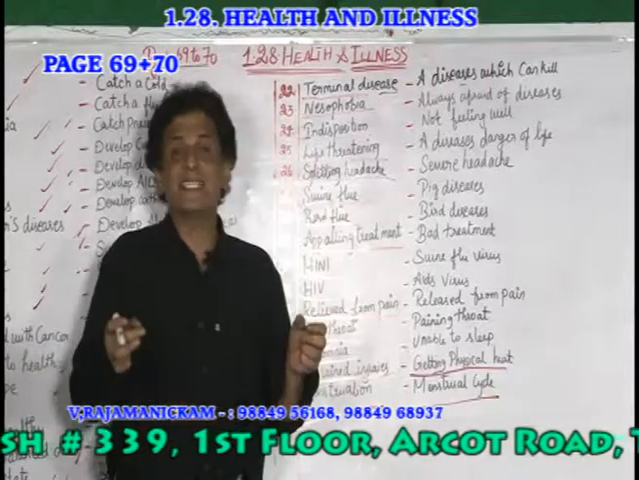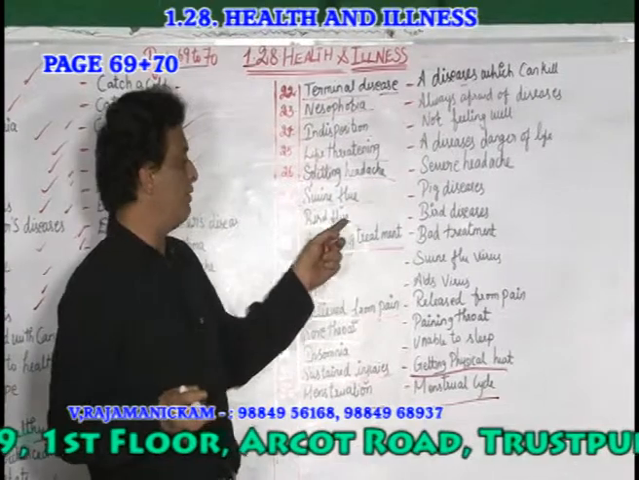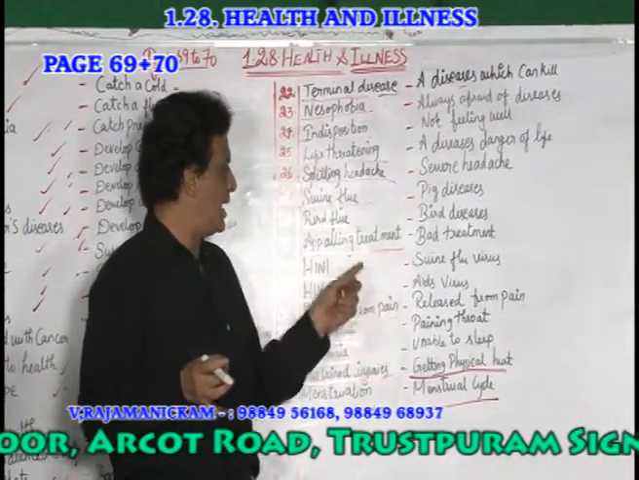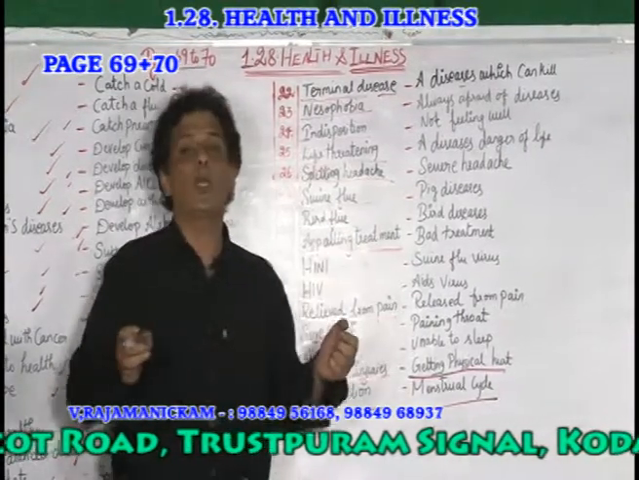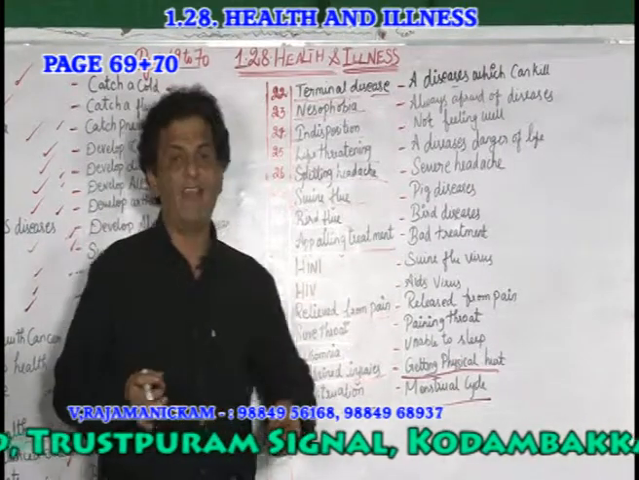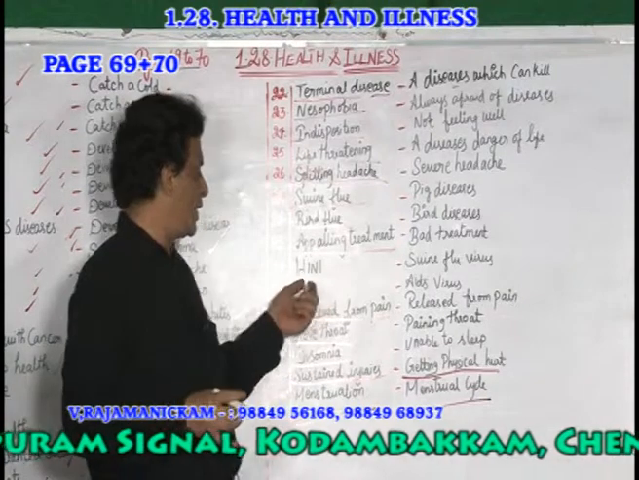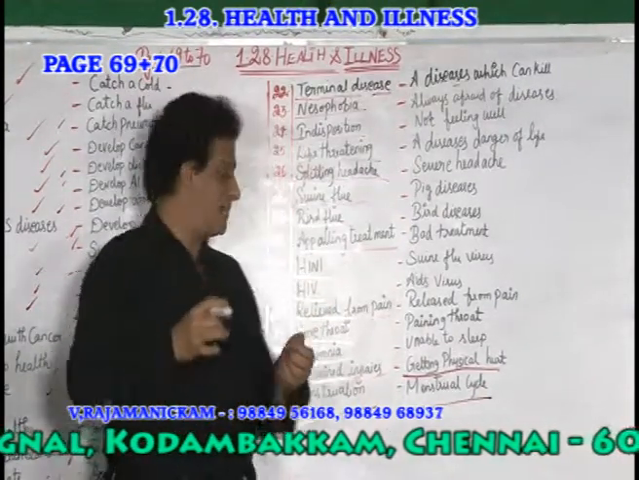Swine flu. It is the pig disease. Disease spread by pigs. Bird flu. The disease spread by birds. What do you mean by appalling treatment? Very bad treatment. Appalling means very bad, not proper treatment. H1N1, swine flu virus. Virus of swine flu is called H1N1. HIV, the virus of AIDS.